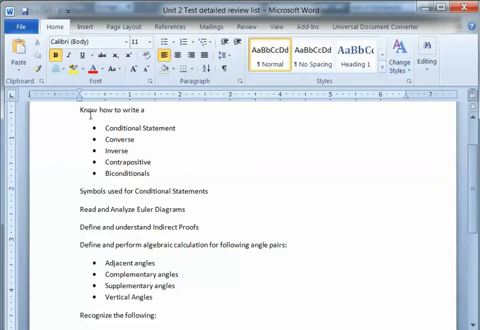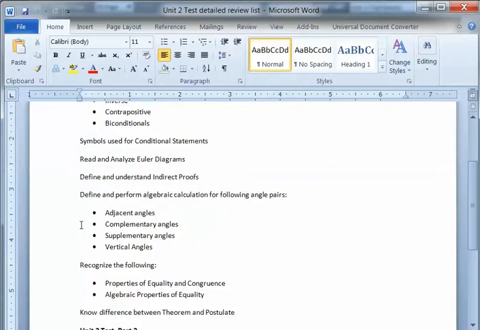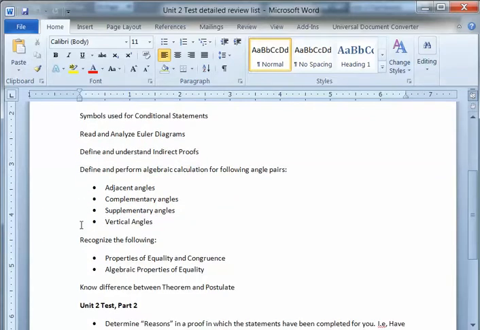Know how to write a conditional, a converse, inverse, contrapositive, and biconditionals. Know the symbols used for conditional statements, and that would be P is the hypothesis, Q is the conclusion, the arrow means implies, the tilde mark means not. Be able to look at and analyze Euler diagrams. Define and understand indirect proofs, which means that you're going to contradict what you want to prove.